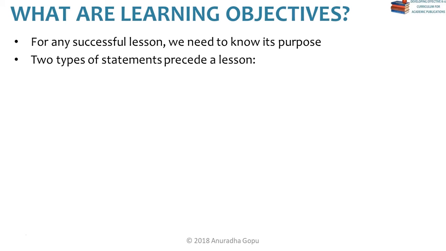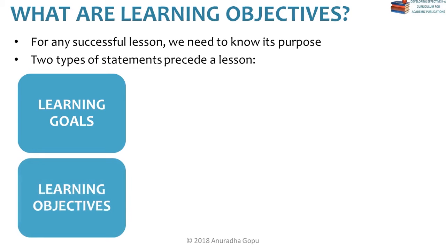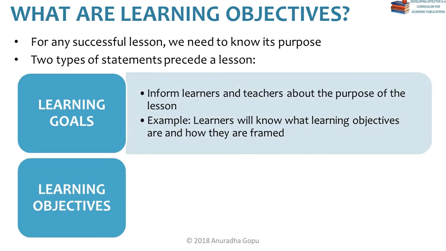To accomplish this, two types of statements can be written at the beginning of any lesson: the goal of the lesson and the objectives of the lesson. Out of these two statements, the objectives of a lesson, or learning objectives, are the most important and essentially form its crux or backbone. Simply put, the learning goals of a lesson inform learners and teachers about the purpose of the lesson. For example, the goal of today's lesson is for learners, that is, you, to know what learning objectives are and how to frame them.